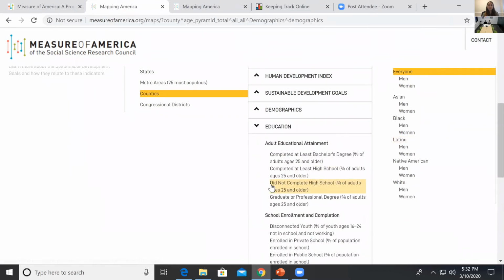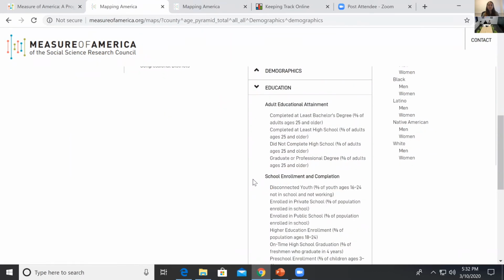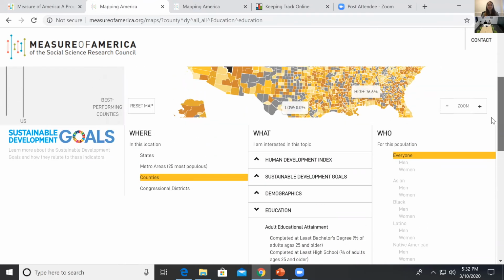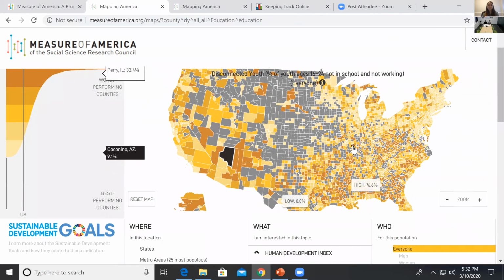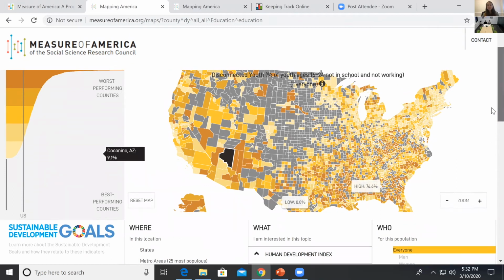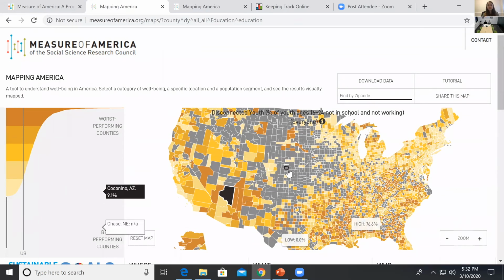So let's pick a different indicator here to look at. Let's go to education and let's look at disconnected youth. I have a feeling that this is not going to be something that we can get. I guess we can get it by, oh, all of this gray we don't have, right? But anything that's in color, you do have an indicator for.